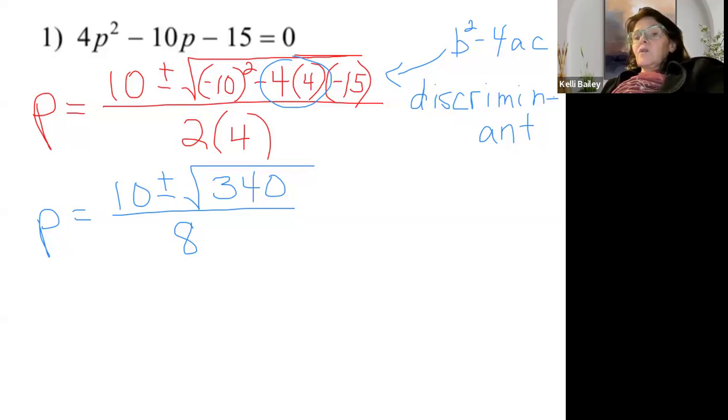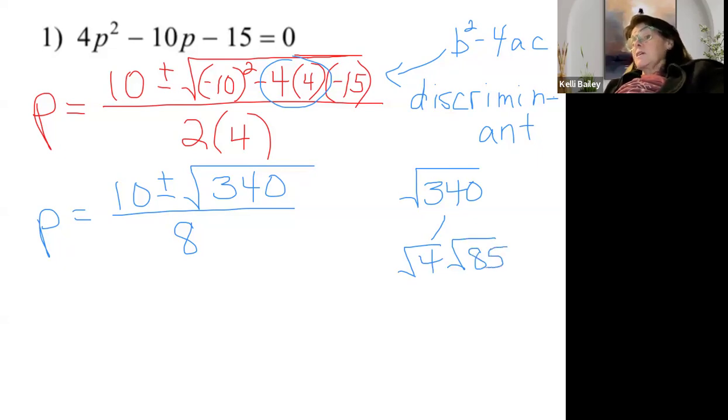Okay, so I'm going to change this. I'm going to come over here and show you that the square root of 340, since 4 goes and it's a perfect square, I'm going to change it to be the square root of 4 times the square root of 85, because 85 times 4 is 340. I did that because I can actually take the square root of 4. The square root of 4 is 2. So now that's 2 times the square root of 85. Nothing else goes in there.